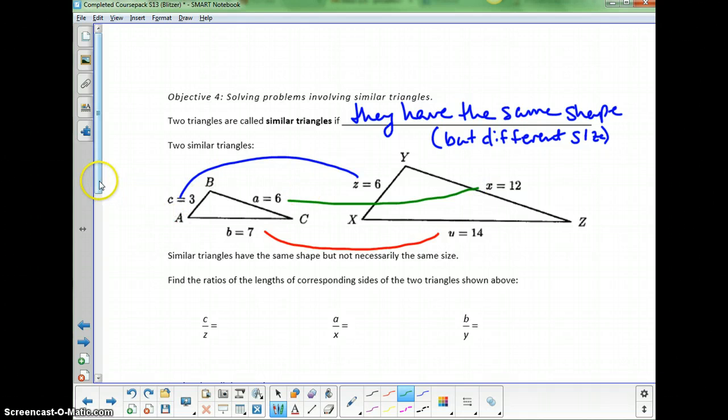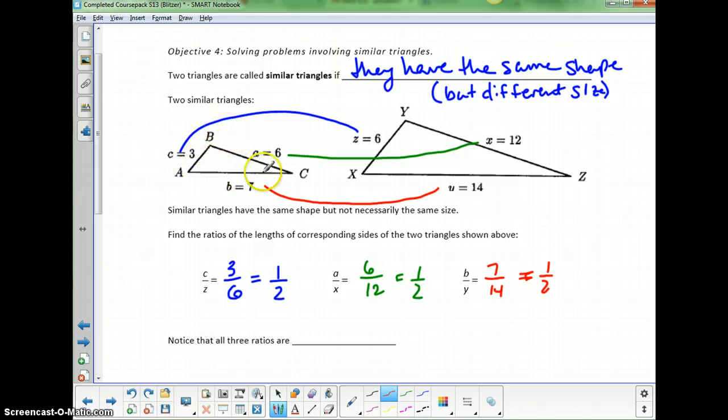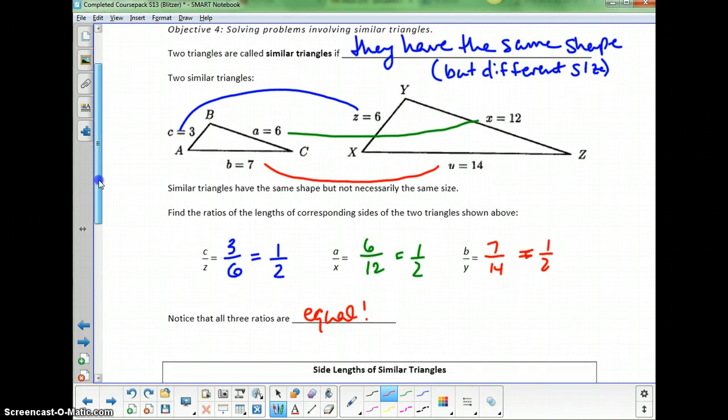If I look at those ratios, the ratio of C to Z is 3 to 6, or 1/2. The ratio of A to X is 6 to 12, or 1/2. And the ratio of B to Y is 7 to 14, or 1/2. So what we notice by looking at this example is that in order for them to be similar triangles, the ratio of similar sides is always going to be equal. That's part of what it means to be similar triangles.